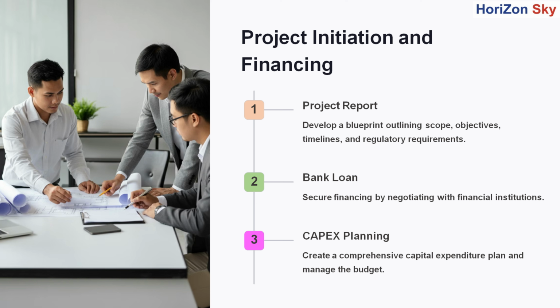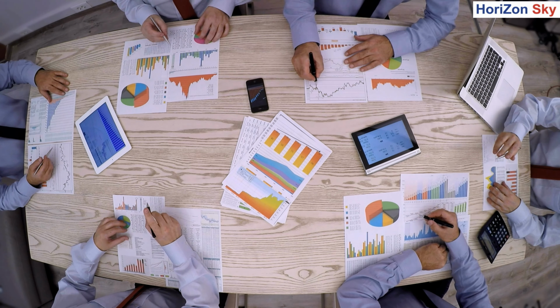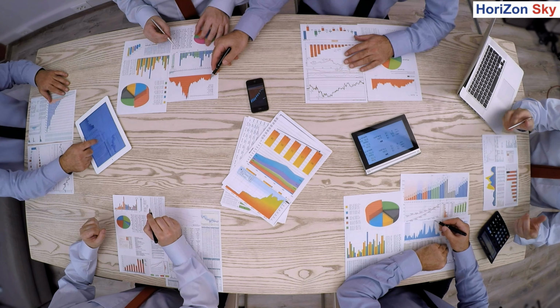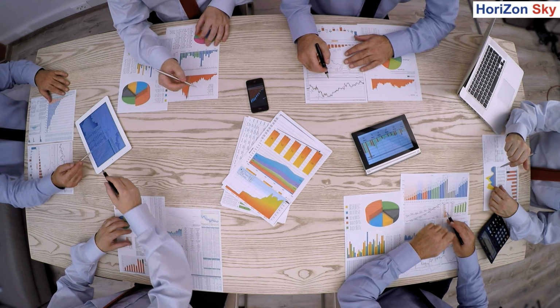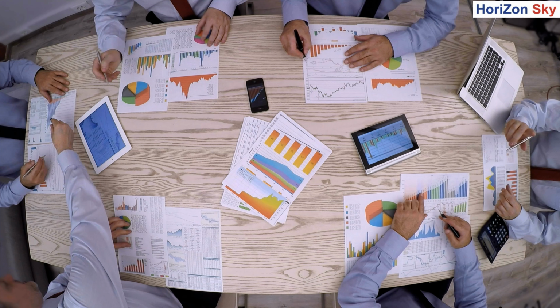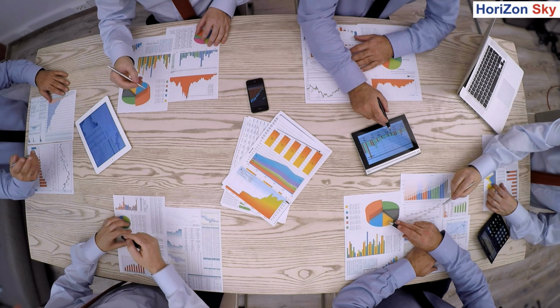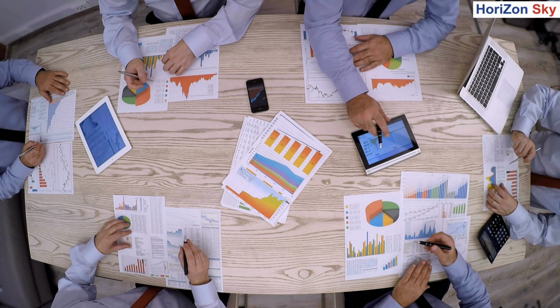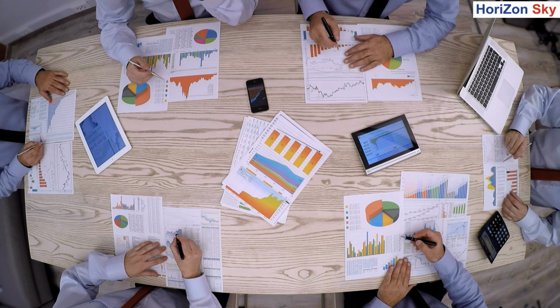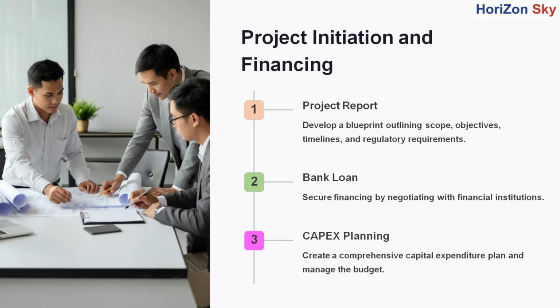Project report. The process begins with the development of a project report, which forms the blueprint for the entire facility. This report outlines the scope, objectives, timelines, capacity, and regulatory requirements for the campus. It includes a detailed feasibility study, site selection, architectural planning, and risk analysis. The corporate team ensures this report aligns with business goals and regulatory compliance, setting the foundation for the project.